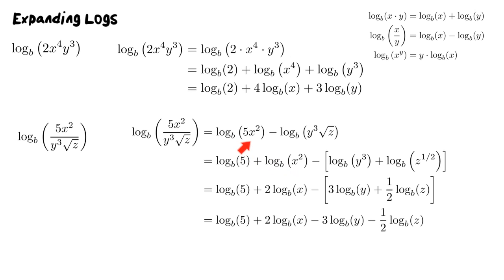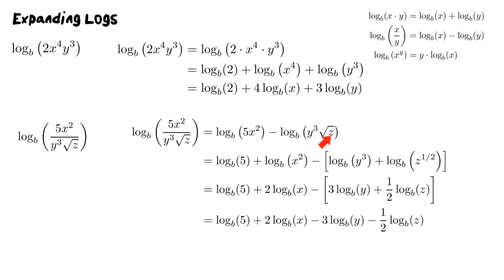Okay, so that's using the multiplication to split it apart as addition. Now when I get to the second half here, I think of this as y to the third power times square root of z, y cubed times square root of z. So I split that apart as addition. So it's log of y cubed plus log of, now here I'm going to switch it out.